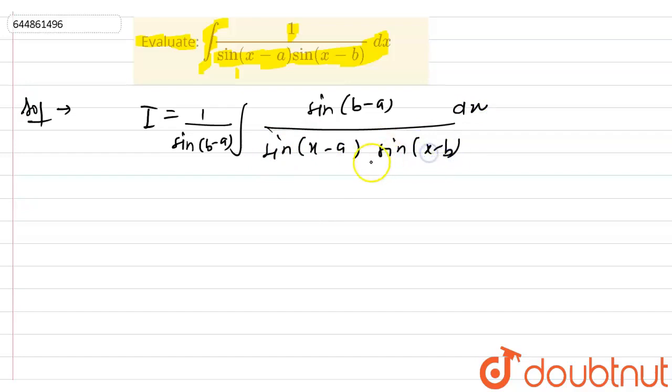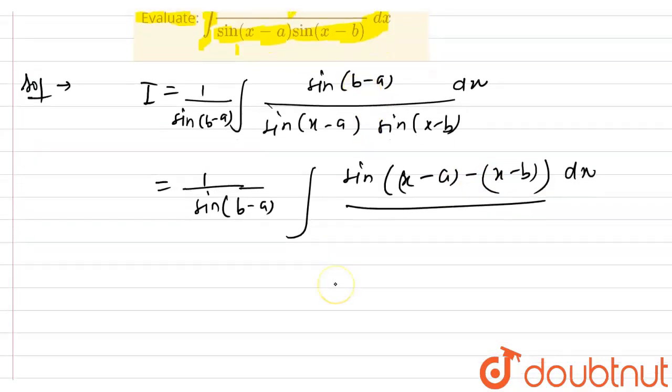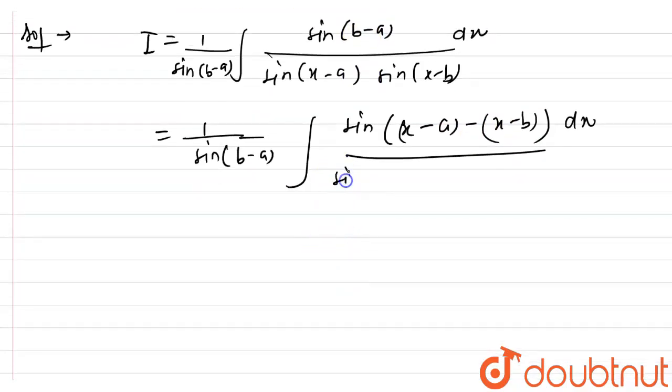Okay. Now, as you can see here, I'm writing this constant as it is, and my numerator I can write as (x − a) − (x − b). Do you agree with that? Yeah, I can write this thing like that, because if we solve this angle, then you will get this thing again. So I'm writing my denominator as it is. I'm not changing anything in the denominator, so it is the same.